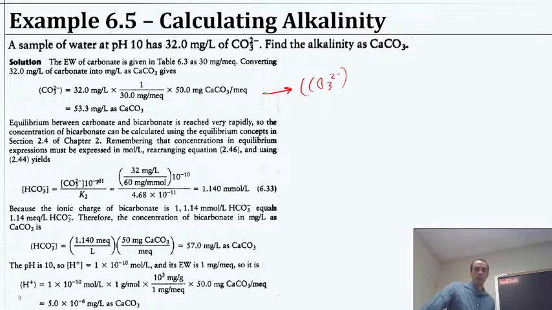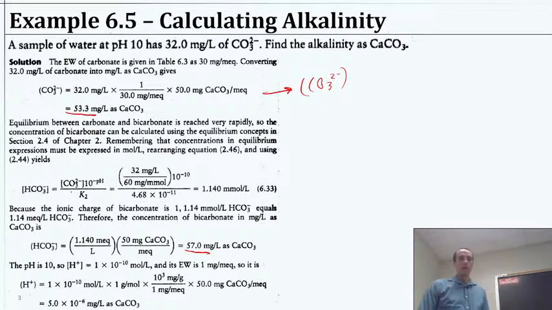Okay, so then they're converting this to as CaCO3. We have a portion from the carbonate as CaCO3, that's 53.3 milligrams, and then a portion from the bicarbonate, 57 milligrams per liter as CaCO3. And then the only piece left to solve for alkalinity is the contribution of OH minus and H plus. That's the last piece they're going to do.